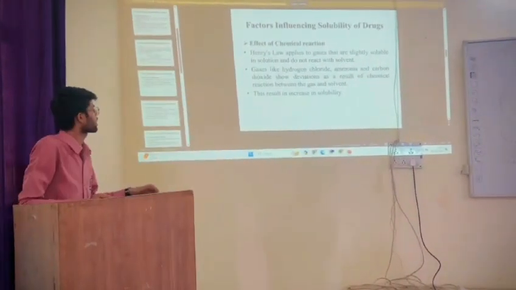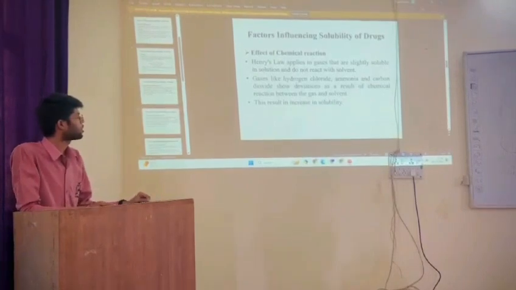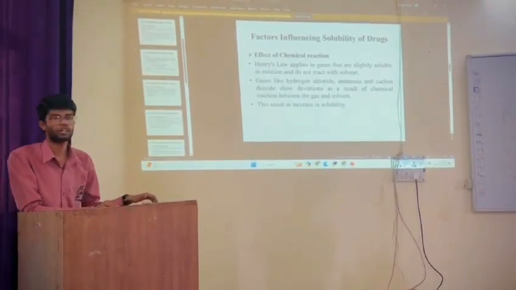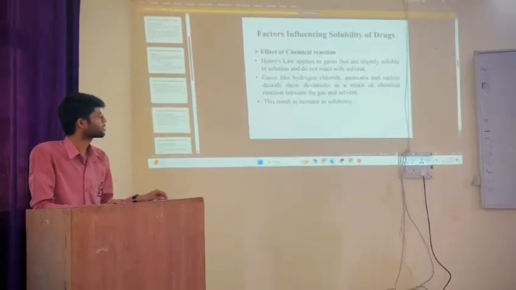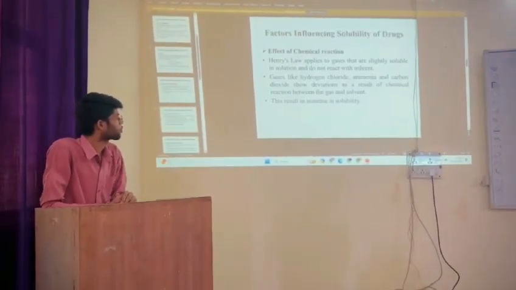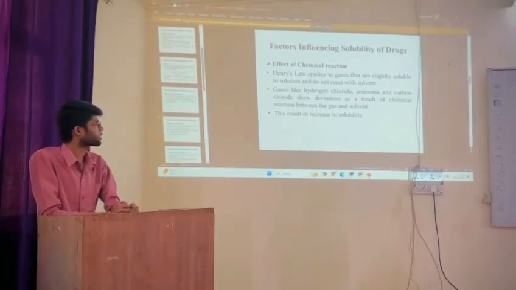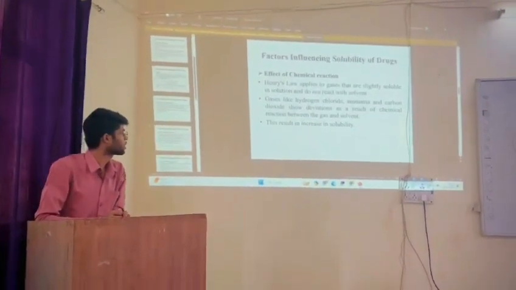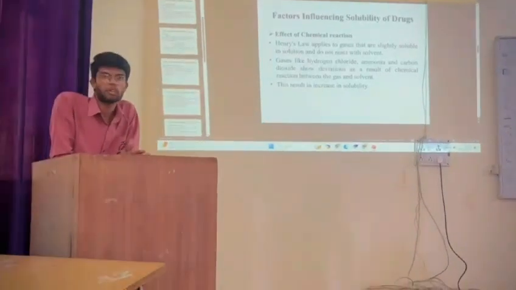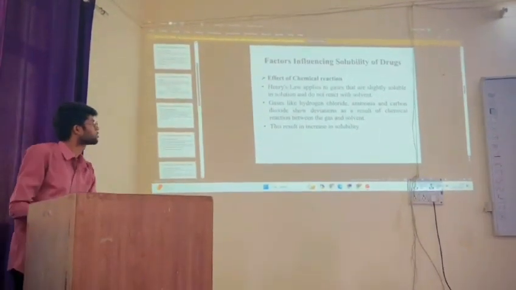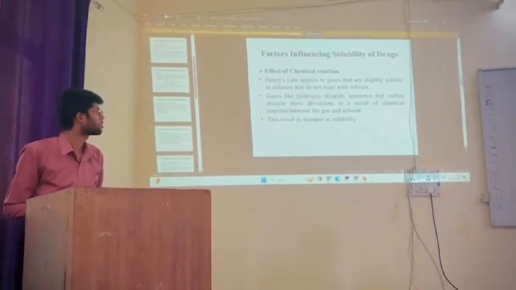Effect of chemical reaction. By Henry's law, gases are slightly soluble in solution and do not react with the solvent. But gases like hydrogen chloride, ammonia, and carbon dioxide undergo a chemical reaction between the gas and the solvent, and this chemical reaction increases the solubility of the solution.